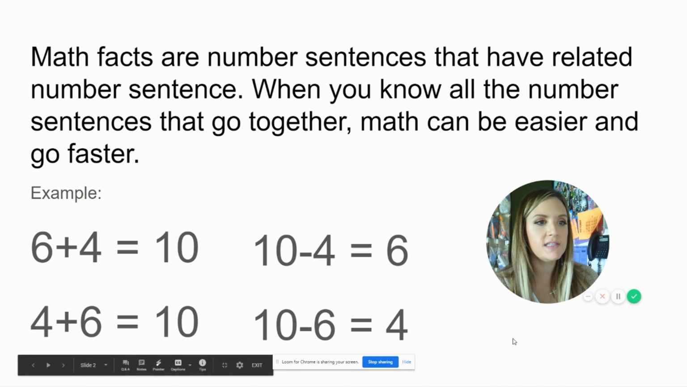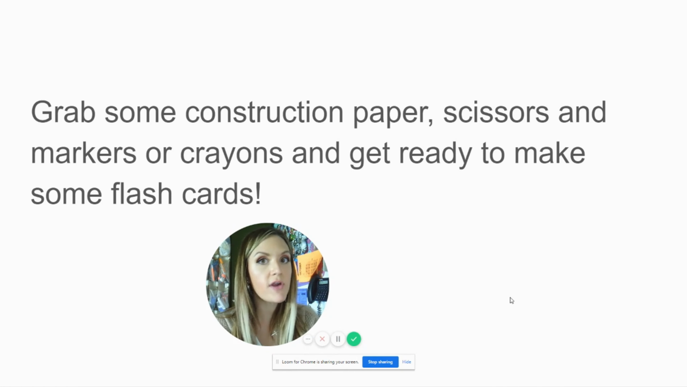All right, so now's the part of the video where you're going to do some crafty things with Mrs. Shed. So you need to grab some construction paper, markers or crayons, and scissors. You can go ahead and pause the video right now. If you didn't already have these things in front of you, go get them and come back.